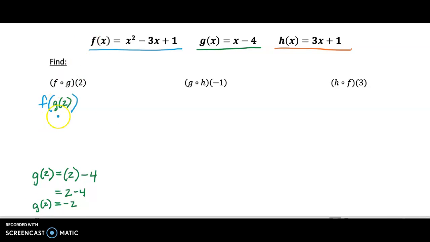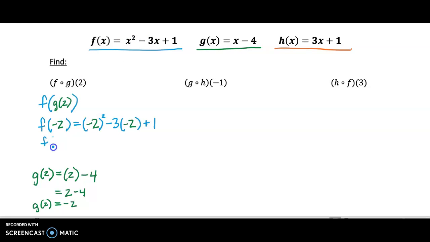So now I can come back up to this problem here, and I can replace g of 2 with its output, negative 2, and I can find f of negative 2. So I'm going to put parentheses here for all of the places that I'm going to drop my negative 2 into the f function. So I'm going to put a negative 2 in here, and a negative 2 in here, all of the places where the x's were.